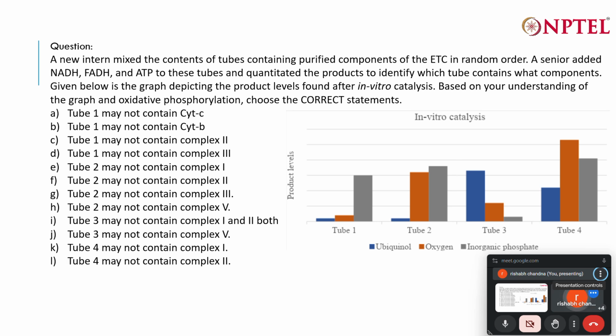Okay, so talking about the graph, there are four tubes, and the person has checked the levels of ubiquinol, oxygen, and the inorganic phosphate. Based on this analysis, you have to identify which tube can contain which complex. So please, on the analysis, pick up the correct statements from the following.